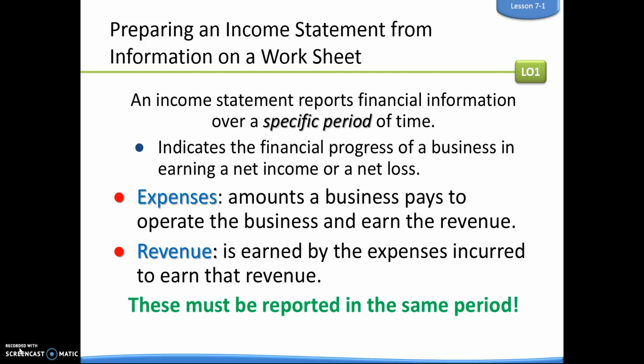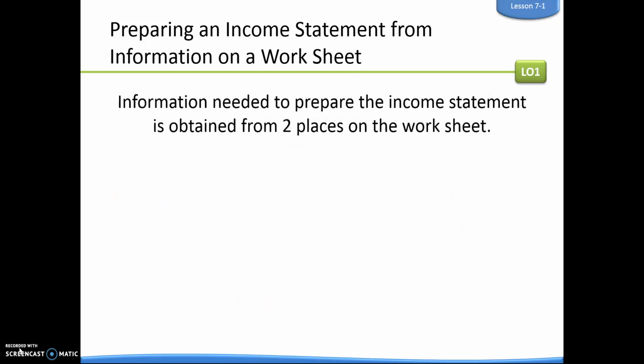Now, an income statement reports two things. It reports expenses, which are amounts a business pays to operate a business and earn revenue. Revenue is earned by the expenses that are incurred. I always like to think of revenue as the money that you make and expenses as the money that you spend. Both of these have to be reported in the same period in which they were earned. Remember, that goes back to the accrual basis of accounting that we talked about in Chapter 6.